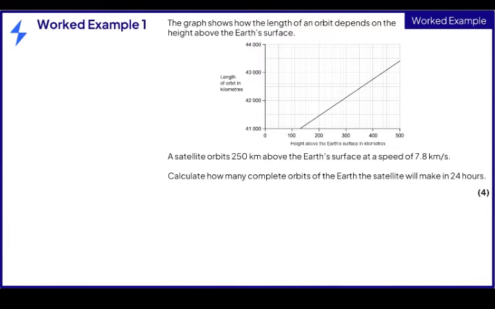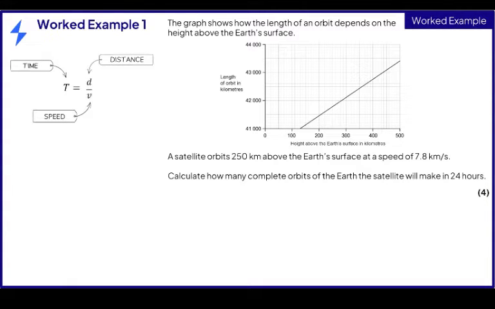Let's put this into practice. The graph shows how the length of an orbit depends on the height above the Earth's surface. A satellite orbits 250 kilometers above the Earth's surface at a speed of 7.8 kilometers per second. Calculate how many complete orbits of the Earth the satellite will make in 24 hours.